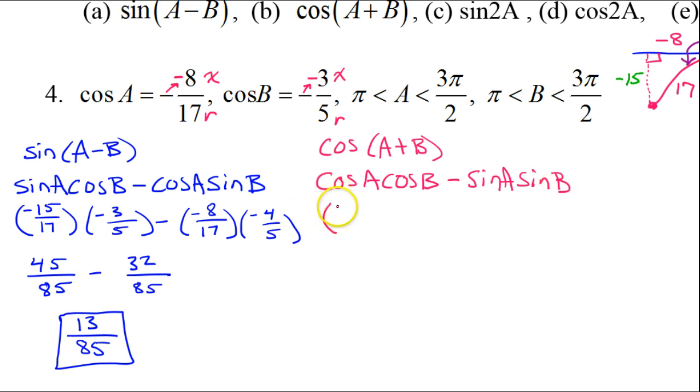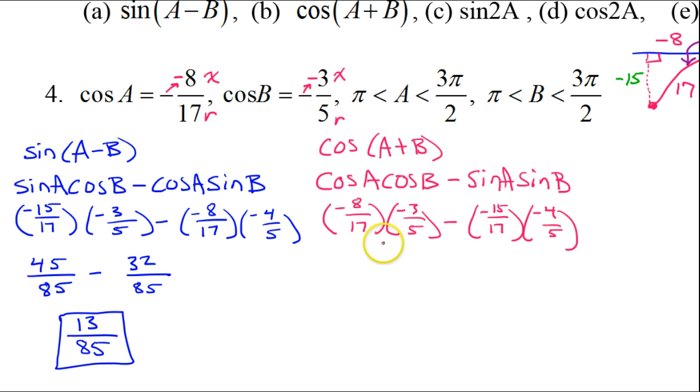Okay, cosine A, that's our negative 8 over 17. Cosine B, that's our negative 3 over 5. Minus sine A, that was negative 15 over 17. Alright, I'm borrowing things from previous problems. Sine B, remember that turned out to be negative 4 over 5. So multiplying this stuff together, this is going to give me positive 24 over 85.